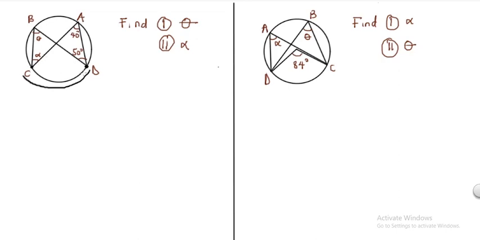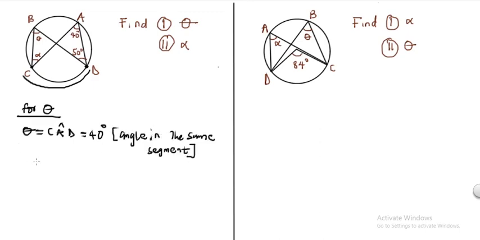okay? So from here, we can say for theta here, we know that theta is equal to this angle here, which is angle CAD. Now, angle CAD here is simply 40 degrees. The reason for this is angles in the same segment. So here we can simply say theta is equal to 40 degrees. We've gotten our angle here.